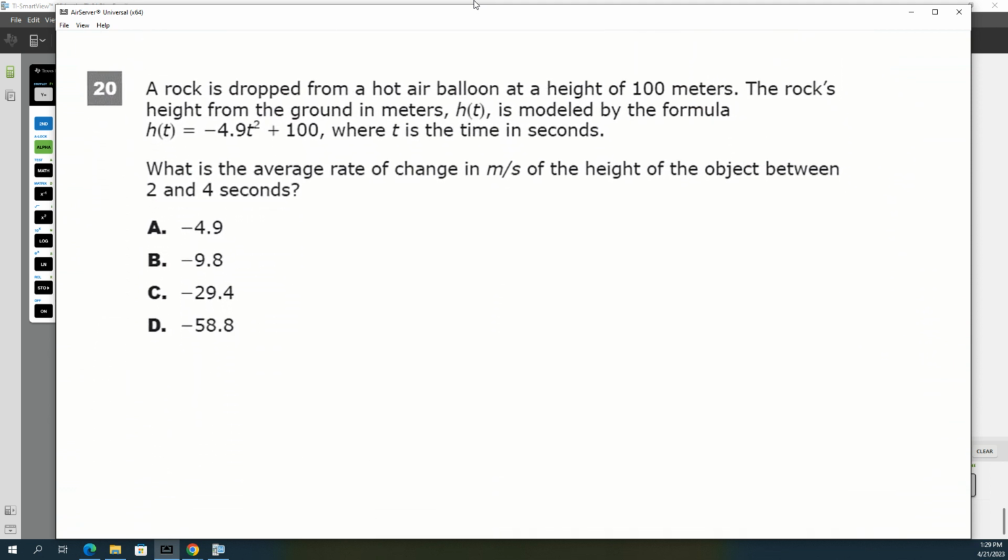All right, number 20. A rock is dropped from a hot air balloon at a height of 100 meters. The rock's height from the ground in meters, h of t, is modeled by that formula where t is time in seconds. What is the average rate of change of the height of the object between 2 and 4 seconds? We haven't talked a ton about average rate of change in a long time. It's basically the slope formula.